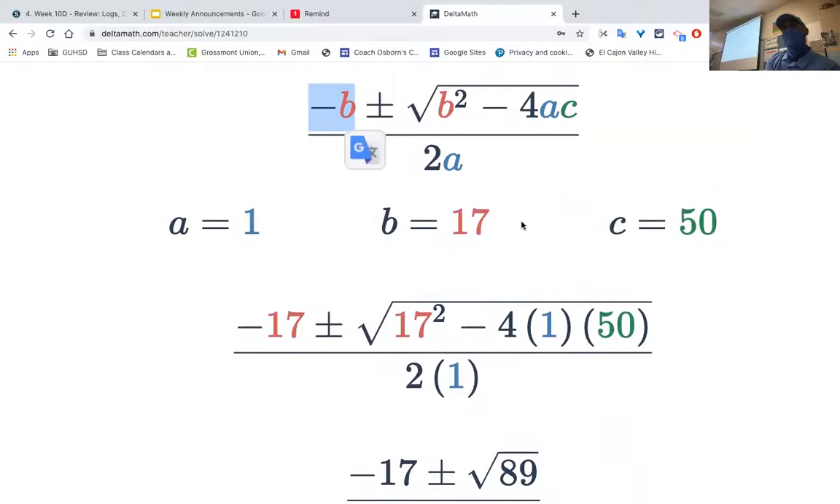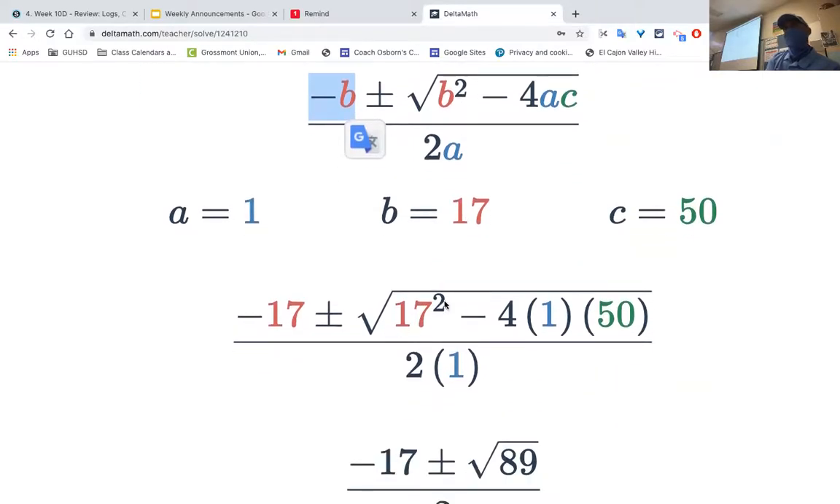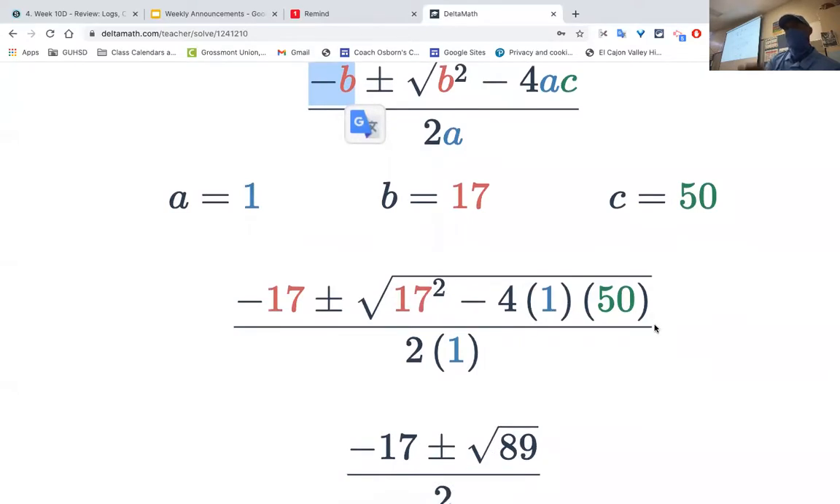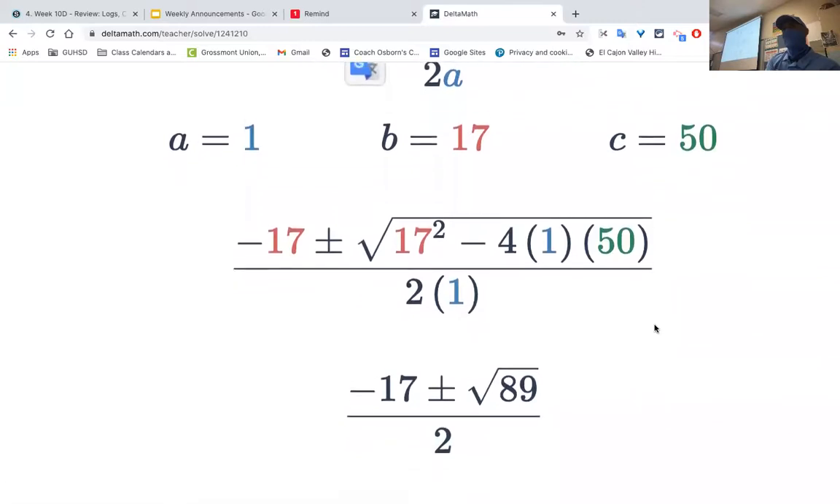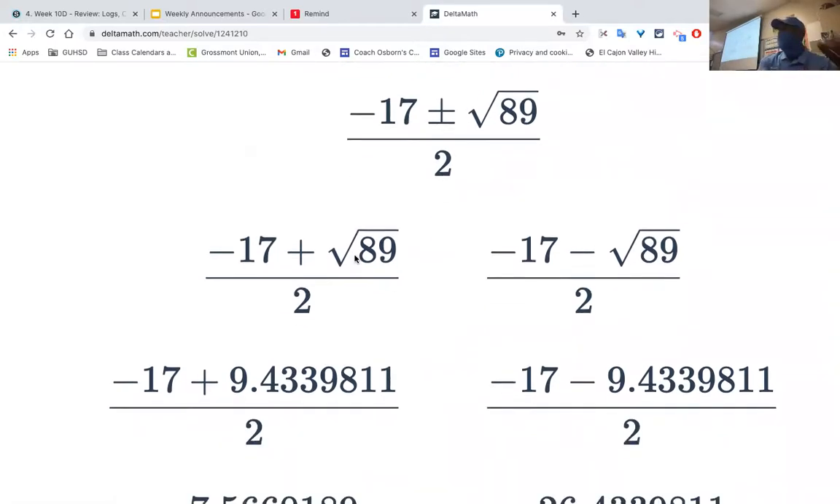All right, so here I plug in my 17 for the B, and we square that. So we'll start with the square root, and we simplify in here, so I square that. Then I subtract 4 times 1 times 50, which is 200. So it's a really big number, but after I subtract, then I end up with 89. And then the key step here is to remember that it's plus and minus. So I want to split those into 2 different solutions, okay? One where I'm adding the square root, and then one where I'm subtracting the square root.